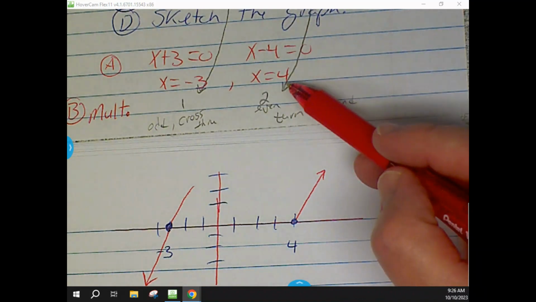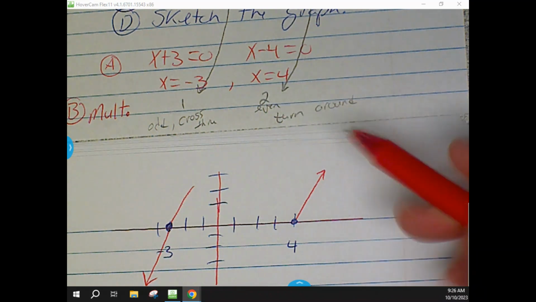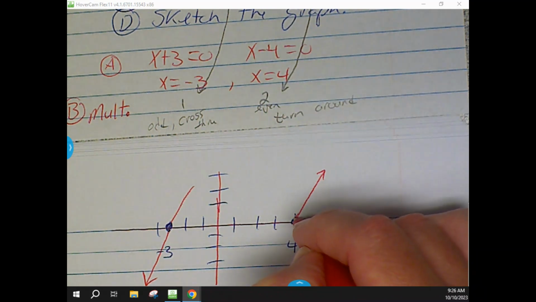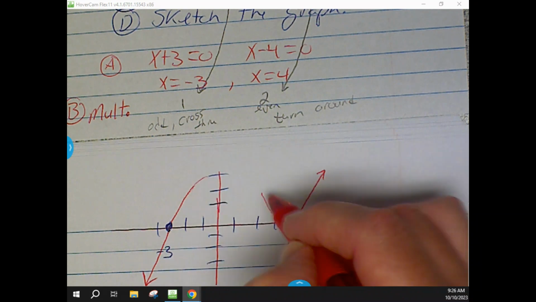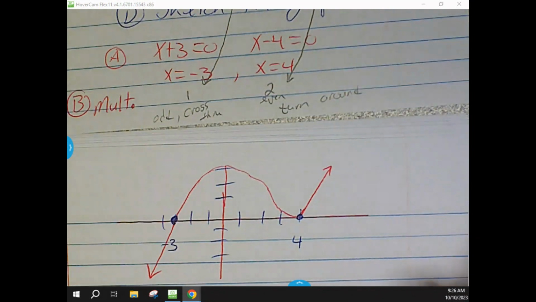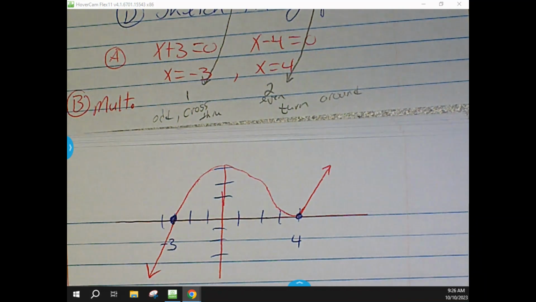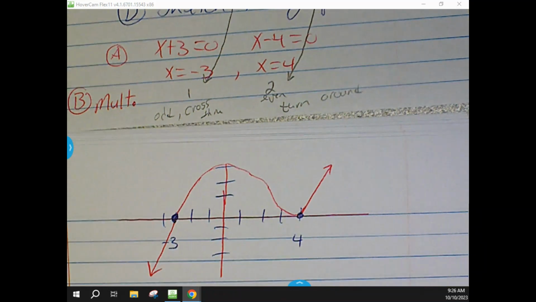But at x equals 4, it's an even multiplicity. And if it's even, it tells you to turn around. So once you hit the solution, you're not going to cross through. You're going to turn around and head back in this direction. Eventually, these two things will meet somewhere up here. For this one, we're not going to figure out exactly what this point is. We just need to know that it's going in the correct general direction.